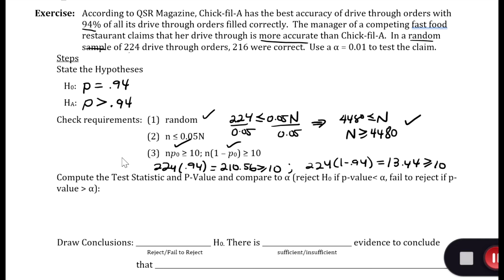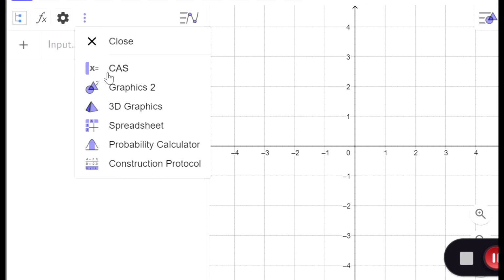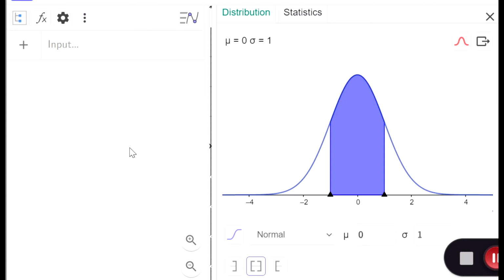So now we can go through and do a z-test for proportions. We're going to compute the test statistic and the p-value to compare to alpha and decide whether we are going to reject H naught or fail to reject H naught. So let's go to GeoGebra, and we will get to our probability calculator.